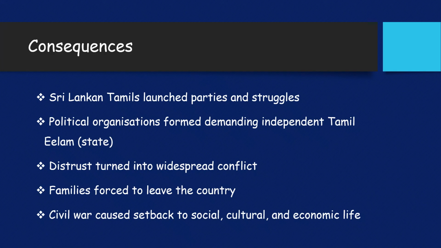If you look at the map, you will see the people wanted, wherever they were in majority in the northern and the eastern part, more autonomy there, and they wanted a separate state there. This led to distrust between both the communities. There were conflicts. Then the families had to leave the country.